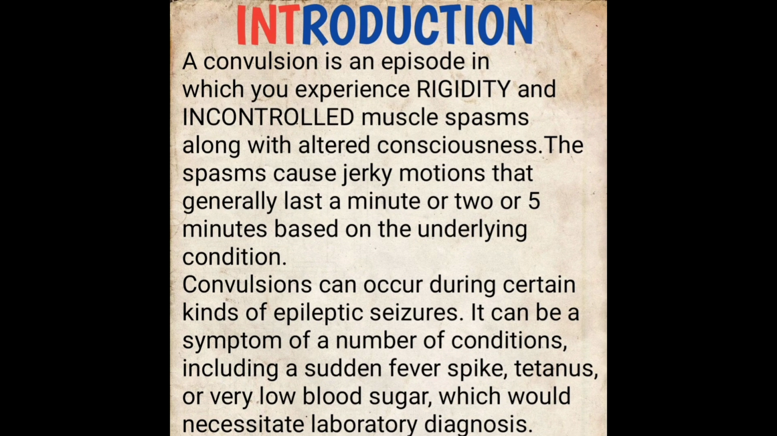The introduction. A convulsion is an episode in which you experience rigidity and uncontrolled muscle spasm, along with altered consciousness. The spasm causes jerky motions that generally last a minute or two, or it could extend to 5 minutes if it's epileptic, or more minutes based on the underlying conditions.